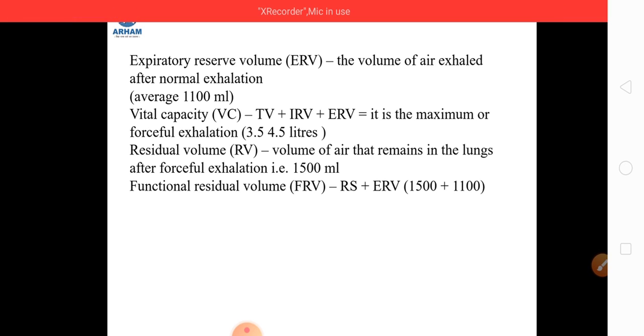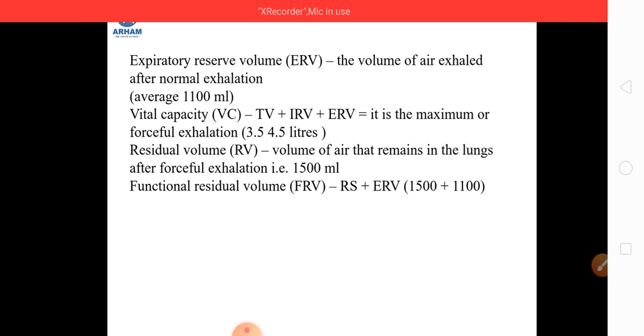Next comes residual volume, that is RV. Residual volume is the volume of the air that remains inside the lung after a forceful exhalation. That means after you have forcefully exhaled the air, there is still some amount of air remaining in our lungs, and this is about 1500 ml. Okay, that is the residual volume.